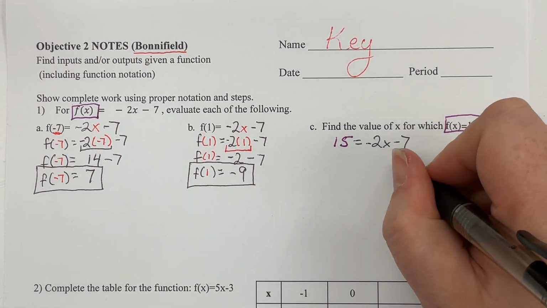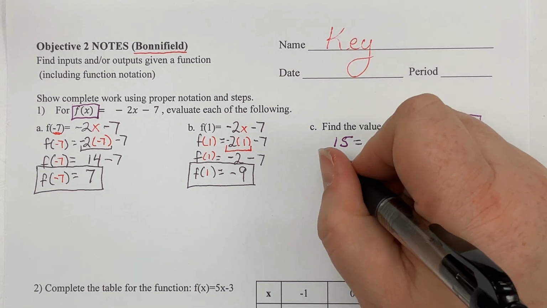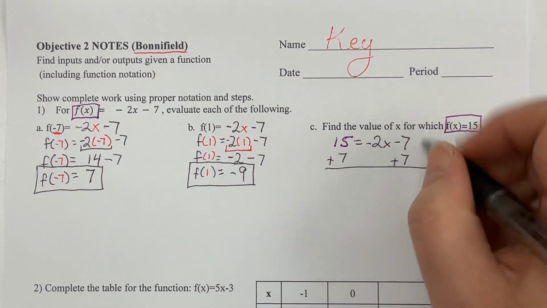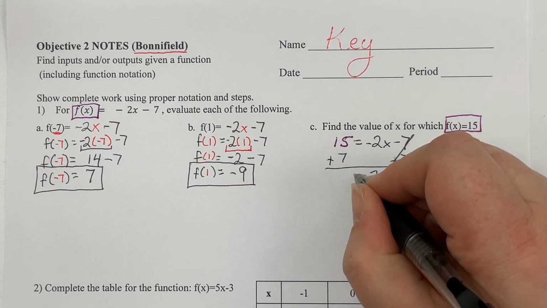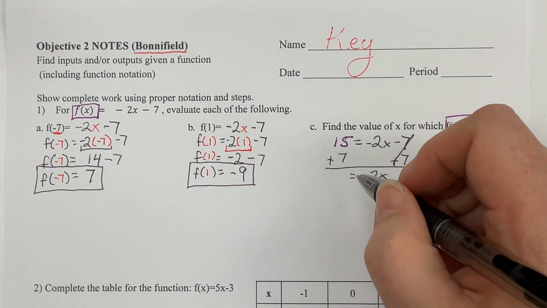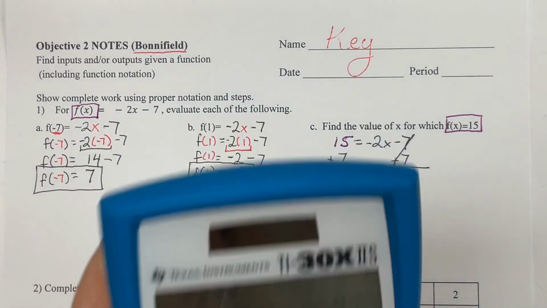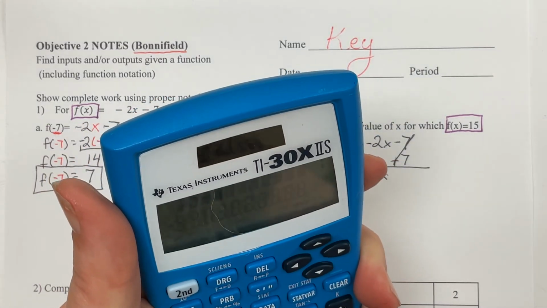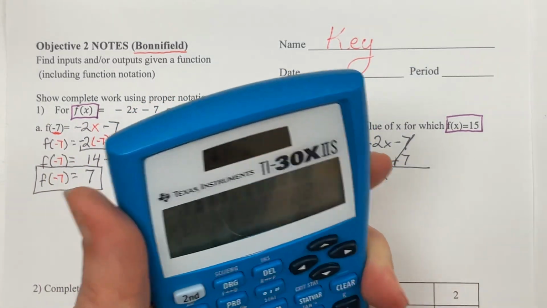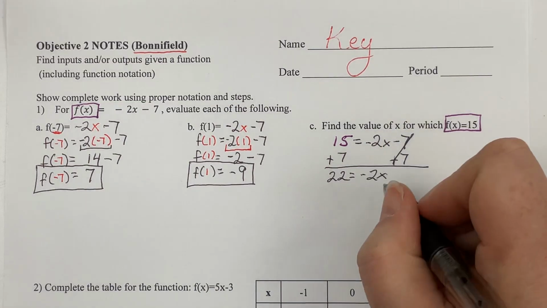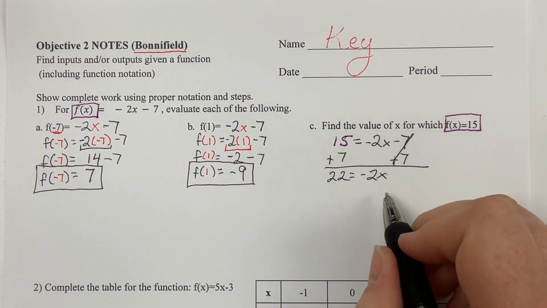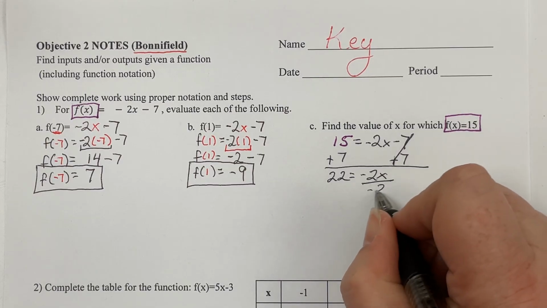Opposite of minus is plus 7. Okay, negative 2x equals, what's 15 plus 7? I have no idea. 15 plus 7 is 22. Calculator is my friend. Okay, opposite of multiplication is division.